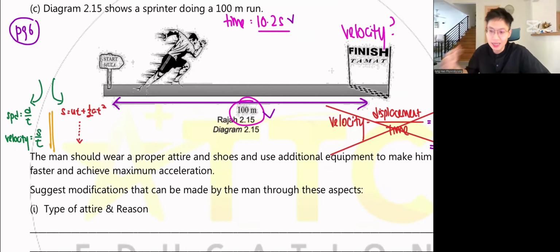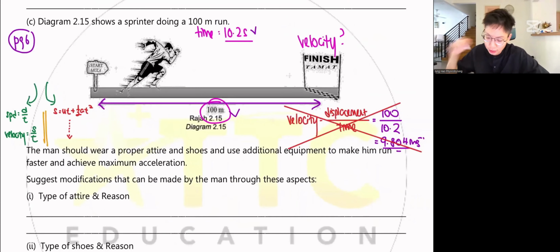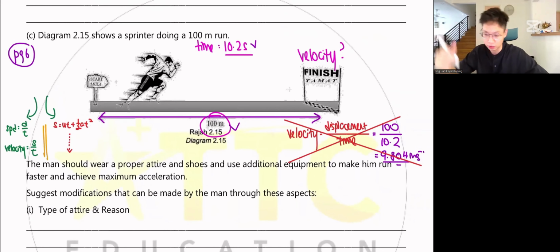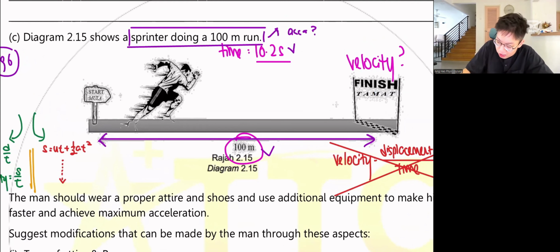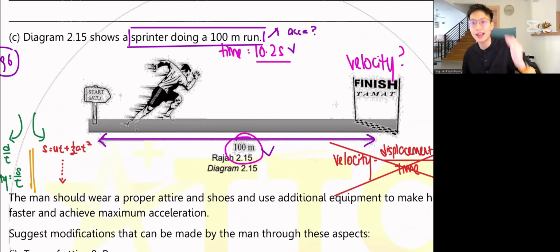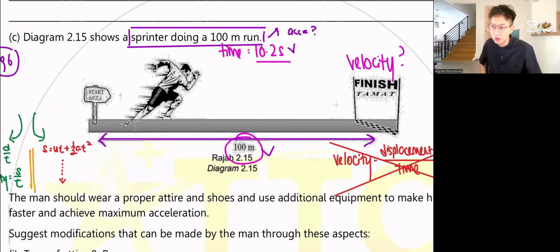Let me elaborate and tell you this. When we try to choose a formula for our calculation, you have to ask yourself, if a sprinter is doing a 100-meter run, is there any acceleration? Yes or no? Is the sprinter accelerating? Yes or no? Okay, so guys, let me ask you a question.